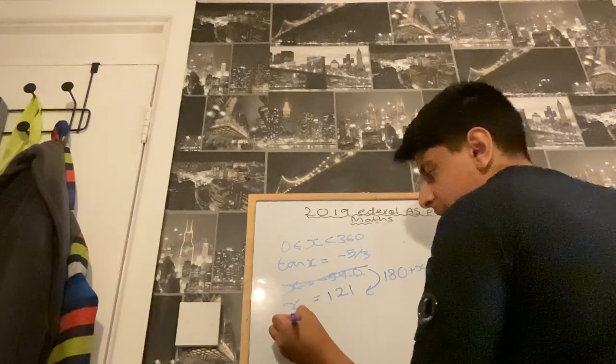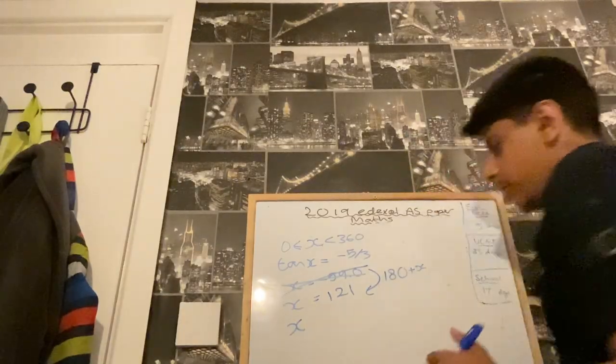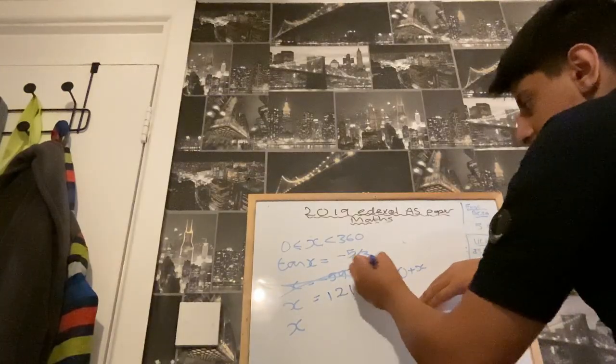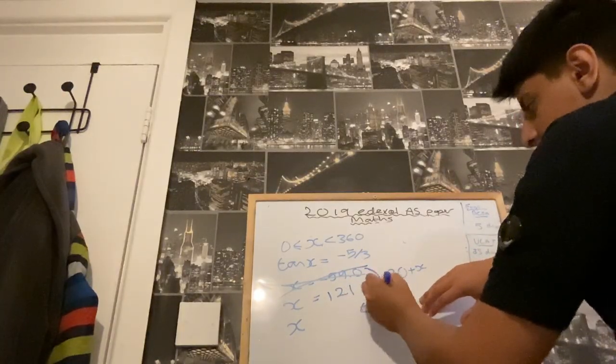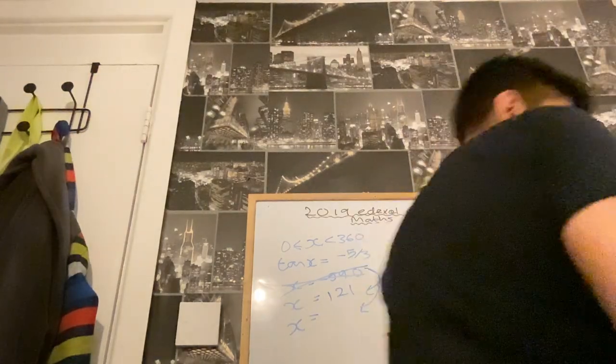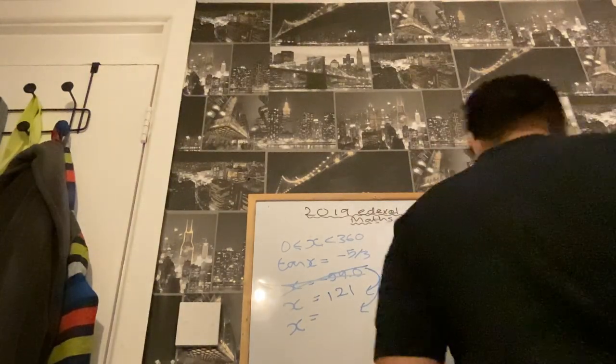Okay, and then for the next one, instead of doing 180 minus x again, we will add 360, so plus 360 to the original answer, giving us 301.0.